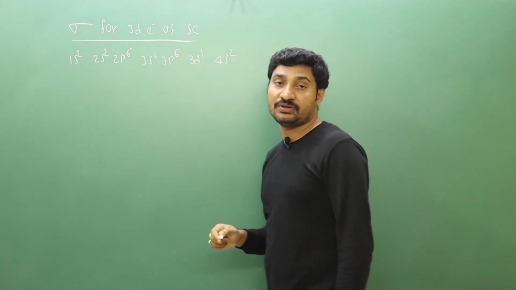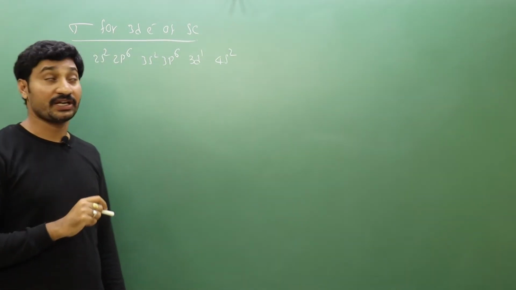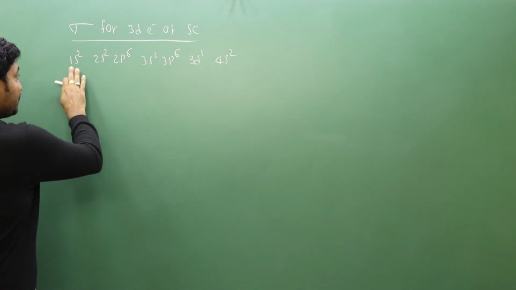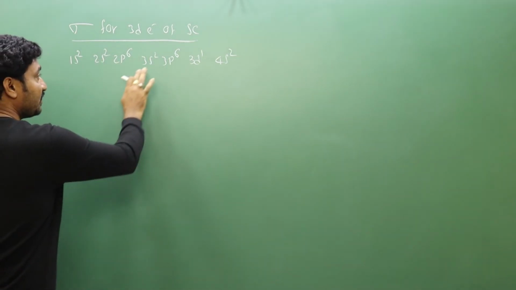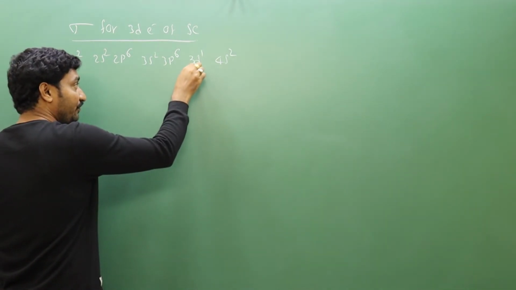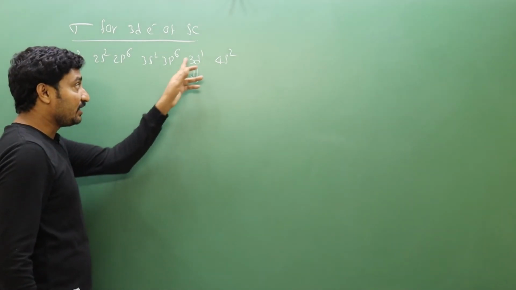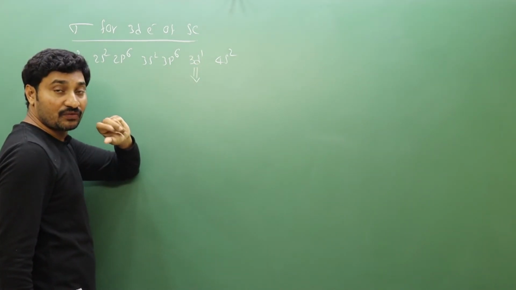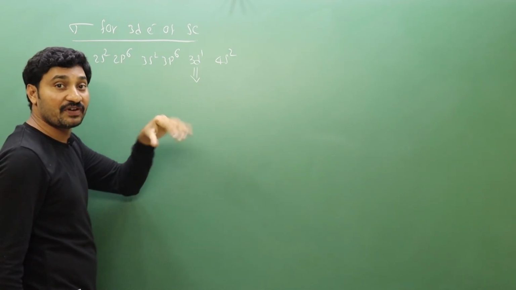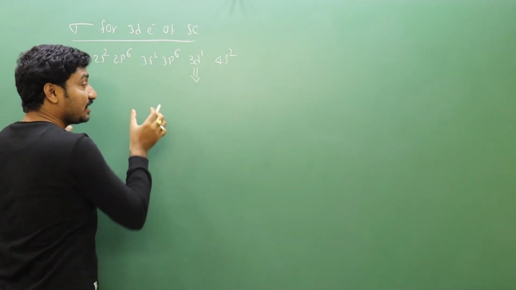In the previous example, we calculated sigma for the 4s electron of scandium. Now we are calculating it for the 3d electron. The electronic configuration is 1s2, 2s2, 2p6, 3s2, 3p6, 3d1, 4s2. In the 3d, how many electrons are there? One electron. You exclude that electron because we are calculating sigma for that electron. This comes under case 2.